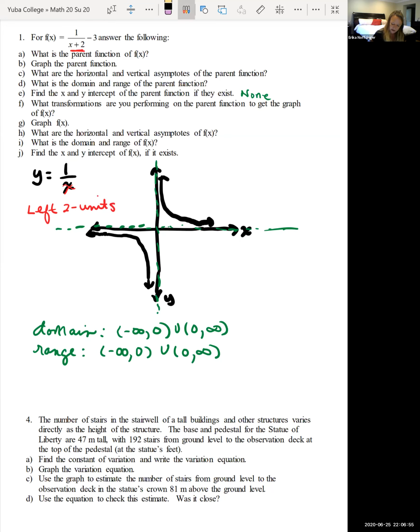And then the -3 outside. In order to get that, we would have had to subtract 3 out here. So we subtract it from f of x. And so that affects it vertically. And it's a minus, so we're going to go down 3 units.